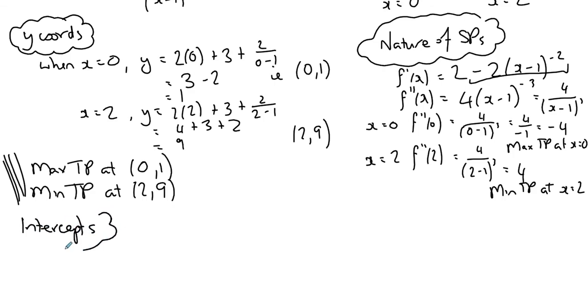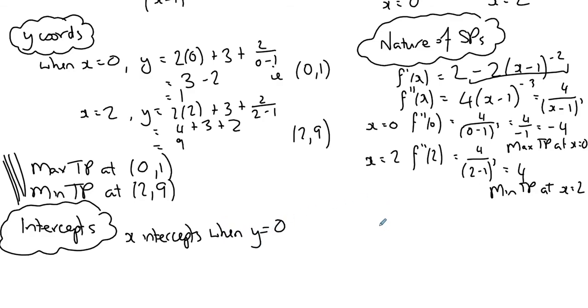Right, and we've got two things that we need to work out. We can say that x-intercepts are when y equals 0 and y-intercepts are when x equals 0. And we can work out both of these from the original function.